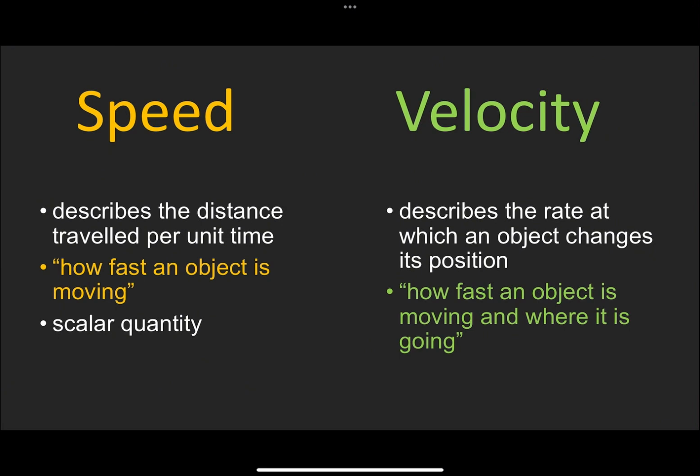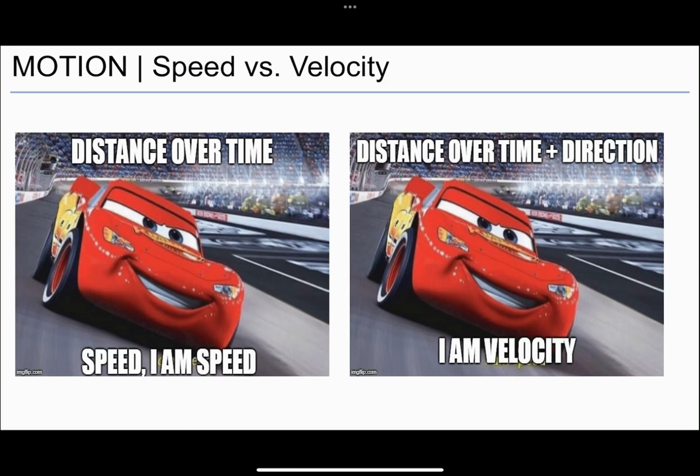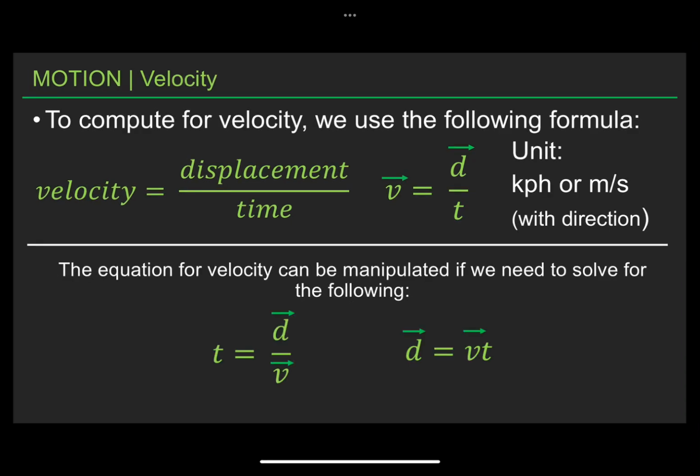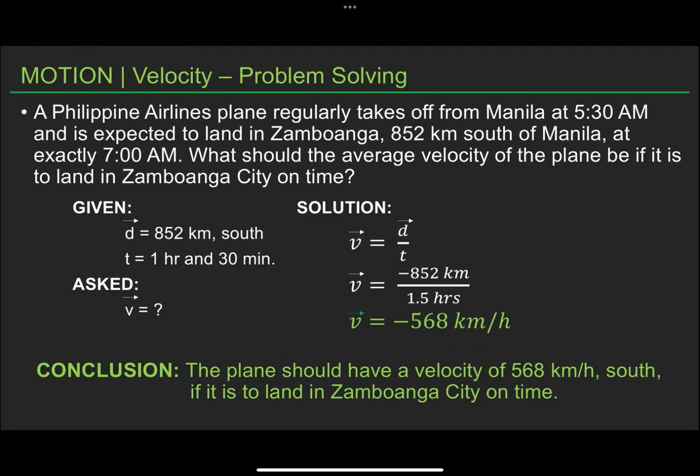So here are the differences between speed and velocity, just for review. Formula-wise, speed is distance over time, while velocity is displacement over time. So basically, if we have the formula for velocity, we could also manipulate it and get the formulas for displacement and time. So let's give it a try on a certain problem.